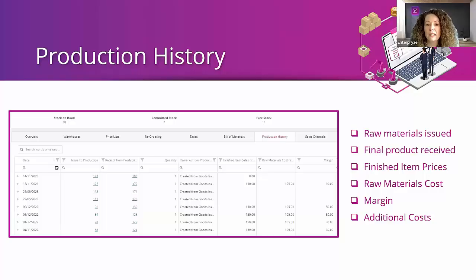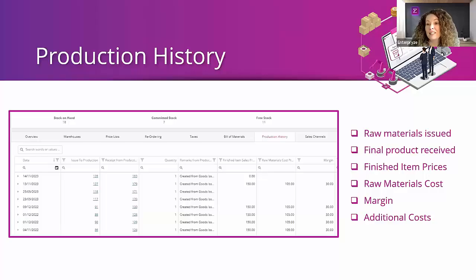So what it shows you in the production history is the raw materials that were issued, the final product that's been received, the finished item prices, so the cost prices as a result of the finished item being receipted into stock, the raw materials cost, the margins, and you can select from the different margin types on screen, the additional costs, so any additional manufacturing costs such as labor or machine costs, for example, they can also be seen here on the production history.